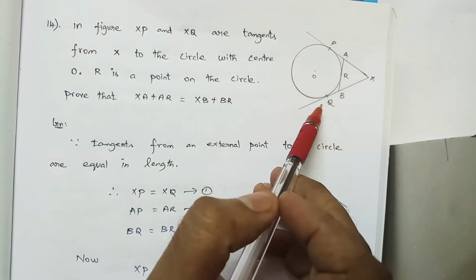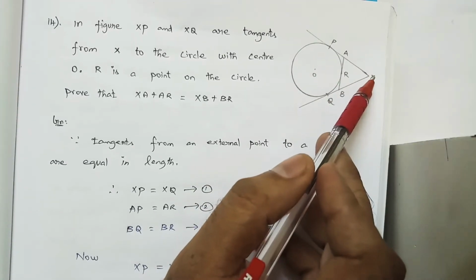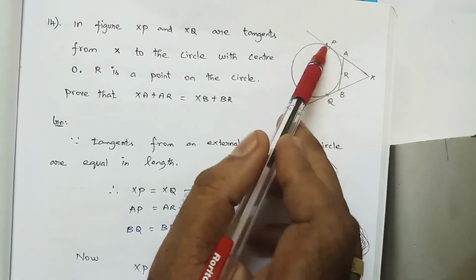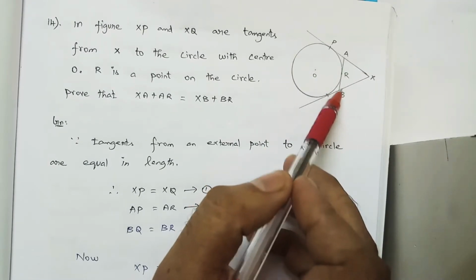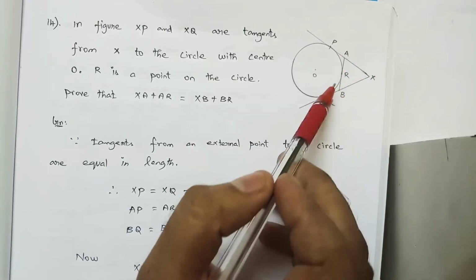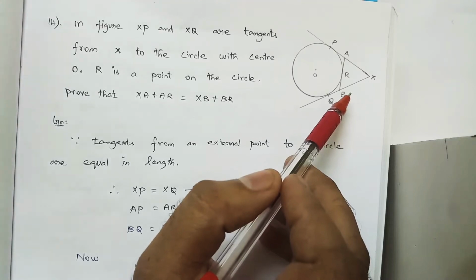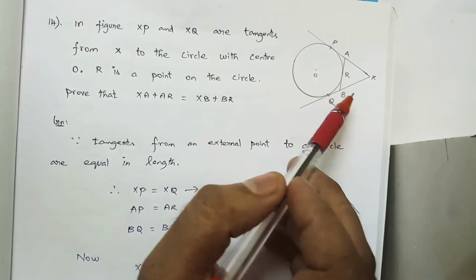XP is equal to XQ. From the external point X, we are having 2 tangents, that is XP is equal to XQ. And from the external point A, we are having AP is equal to AR. From the point B, BR is equal to BQ, right? So by seeing the diagram itself, we are having 3 external points, and for each external point we are having 2 tangents. So you have to come to the conclusion.